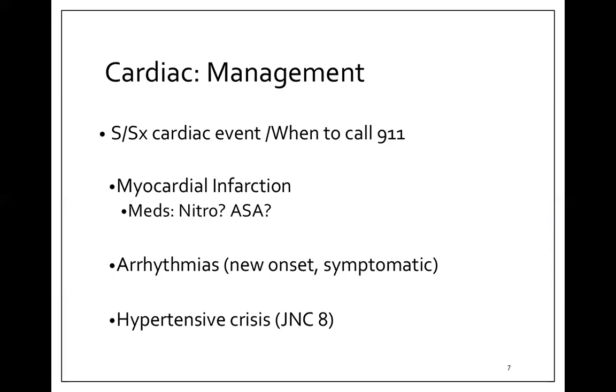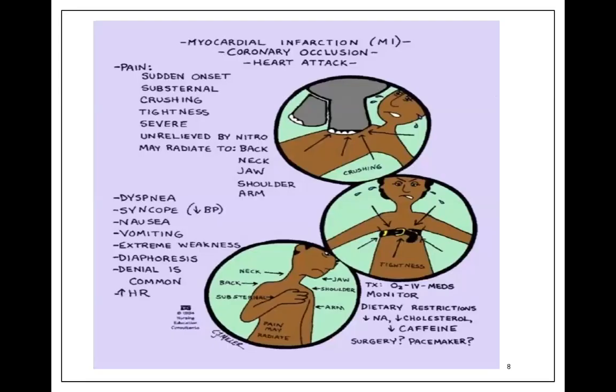Now that we've discussed the assessment of the cardiac system, let's look at some cardiac events that can arise and when it might be important to call 911. Some of the most common and or life-threatening are, of course, an MI or heart attack, a new onset arrhythmia, and a hypertensive crisis. This slide indicates the signs and symptoms of an MI.